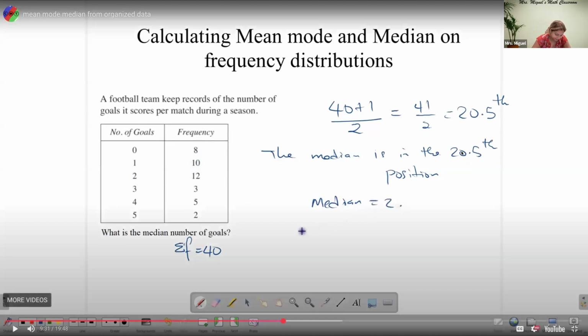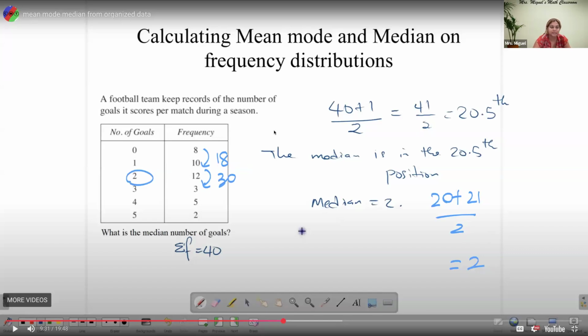To get 20.5, it is the average of the 20th and the 21st value. If we keep adding, 10 and 8 is 18. We haven't reached position number 20 as yet. But if we add 12, we will get 30. So it means number 20 and number 21 will be 2. So the median will be 2.